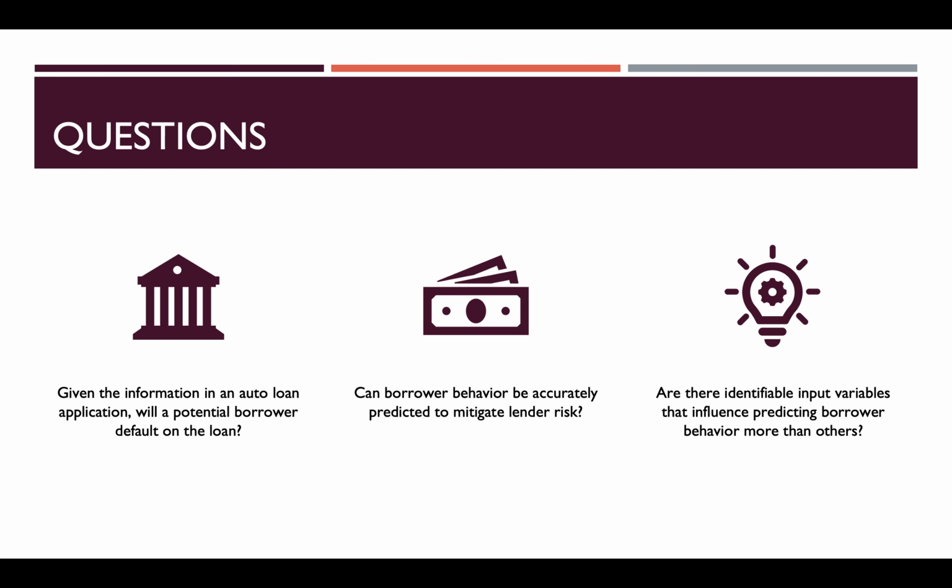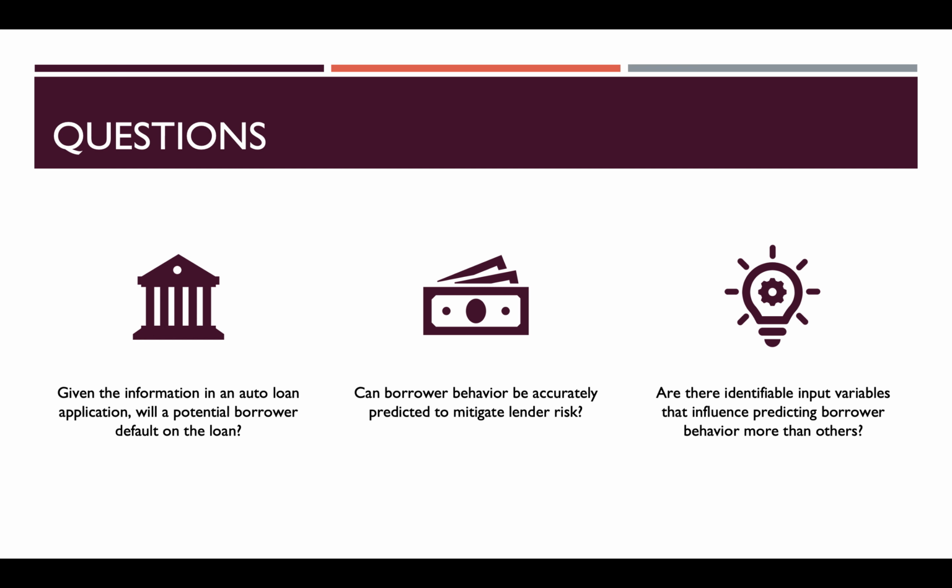The three main questions we hope to answer with these models are shown here. Number one, as mentioned previously, our main objective is to identify defaults, given the application information we have. Number two, ideally, a model can perfectly predict whether a borrower will default or not, and the lender will always be able to make the right decision to lend to them or not. Unfortunately, perfect prediction is not usually attainable.